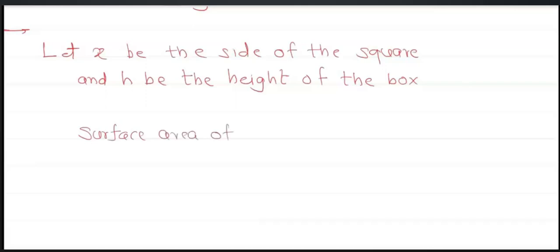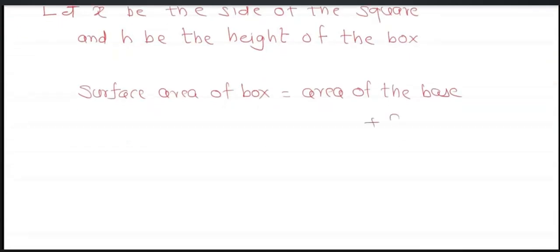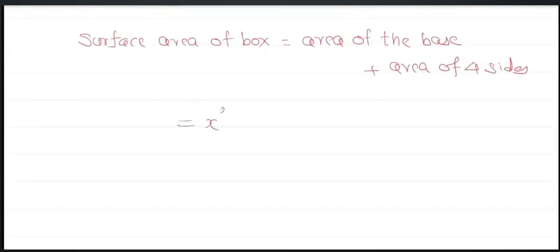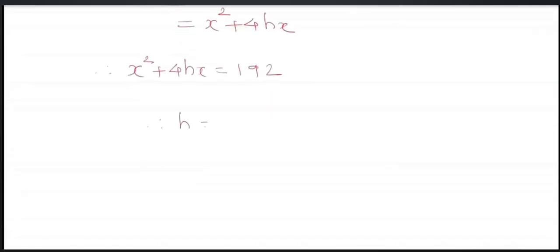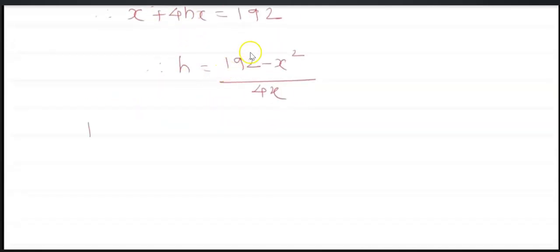We'll find out the surface area of the box. For the surface area of the box, that is the area of the base plus the area of four vertical surfaces, that is the four sides. The area of the base is x square, and the area of the four sides is 4 into hx, and we are given that it is 192. Therefore, x square plus 4hx is equal to 192, and h is equal to (192 minus x square) upon 4x.